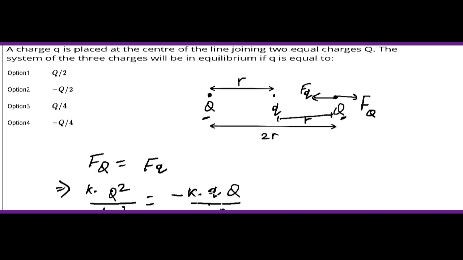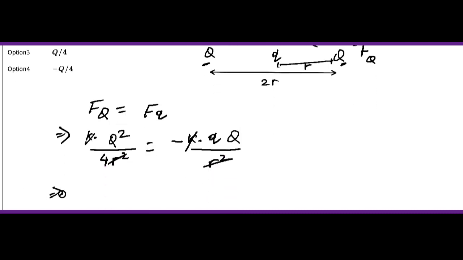Now you can cancel K and K, and r square, and you'll get small q equal to capital Q upon 4 with a negative sign. So among these options you will get option 4, that is minus Q upon 4, as the correct answer. So option 4 is the correct answer here.